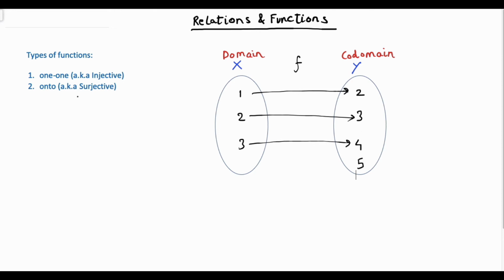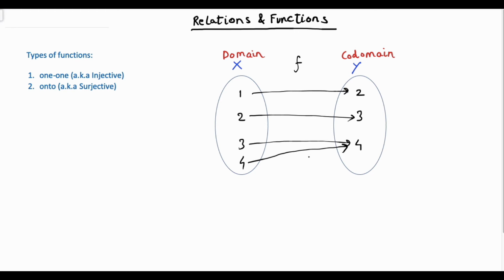Now, let's talk about the onto function. For a function to be onto, every element of Y should have a connection. In this example, 5 does not have a connection. Therefore, this function is not onto. If we had this connection, then this function can be called onto. Is this onto? Yes, it is, because every element of Y has at least one connection.